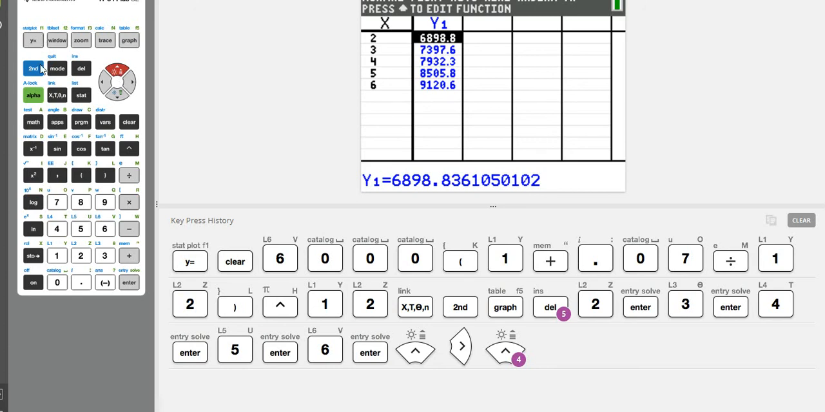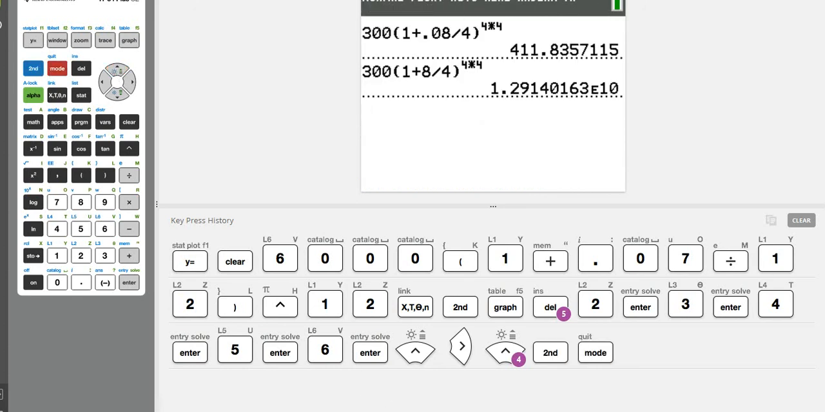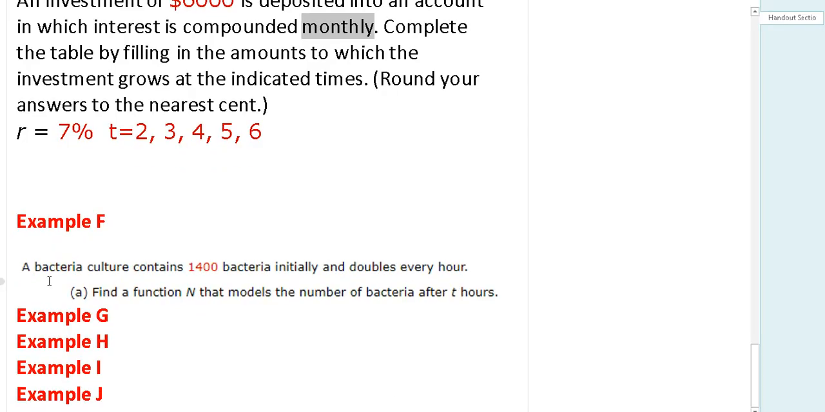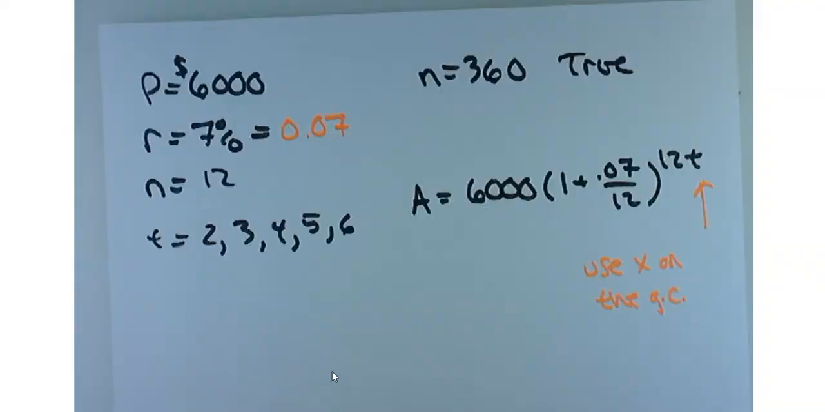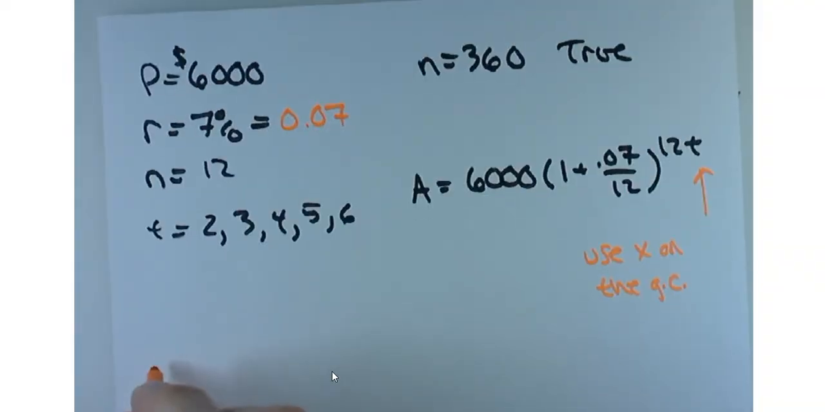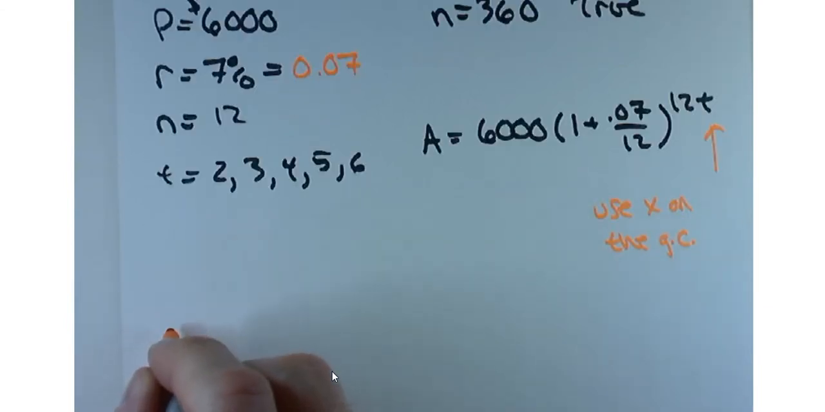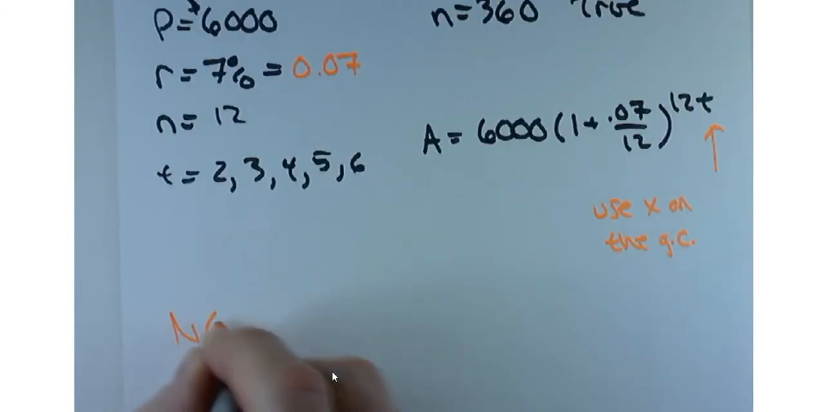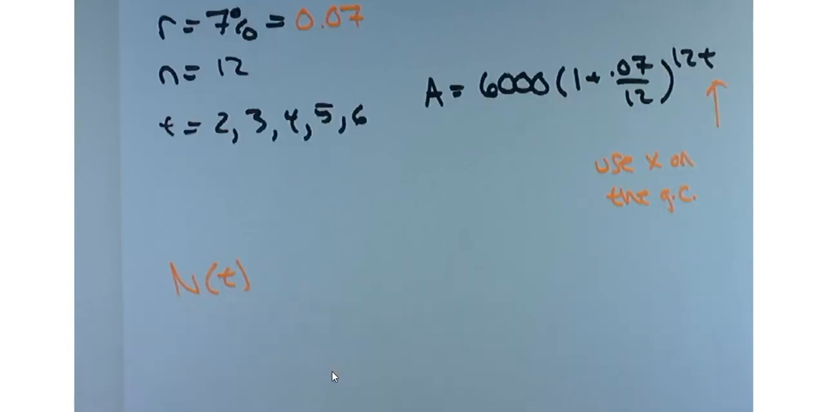Last one. A bacterial culture contains 1,400 bacteria initially and doubles every hour. Find a function that models this bacteria after t hours. So let's see. That function is going to look something like this. I'm going to call it n of t. So the number of bacteria is going to depend on time.